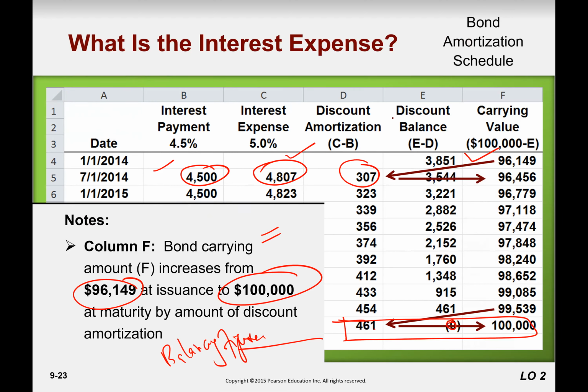How do we make the entry? Now that's a challenging part. So you understand right now how the bond amortization schedule is made. So let's talk about this entry.